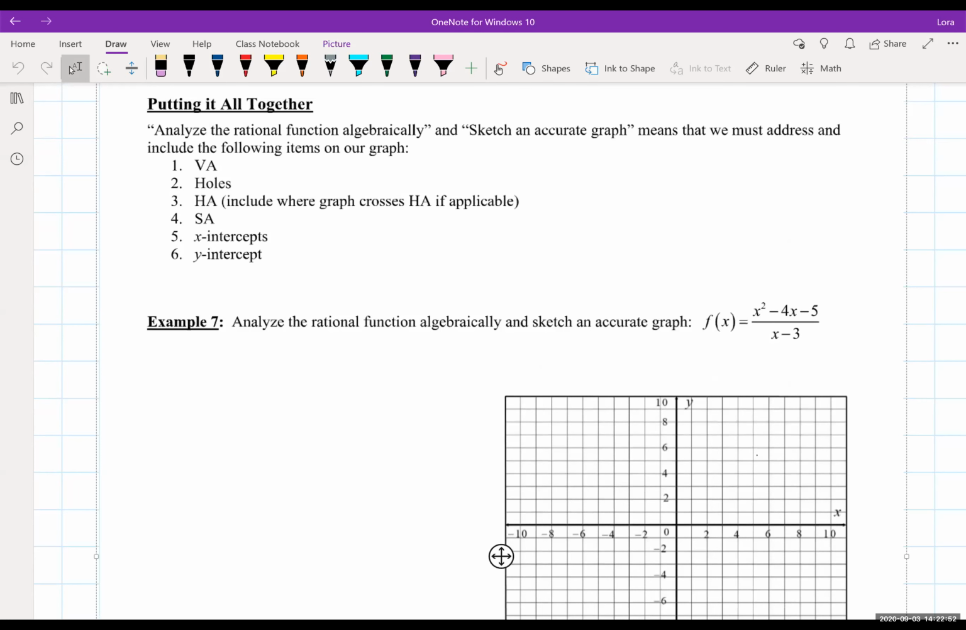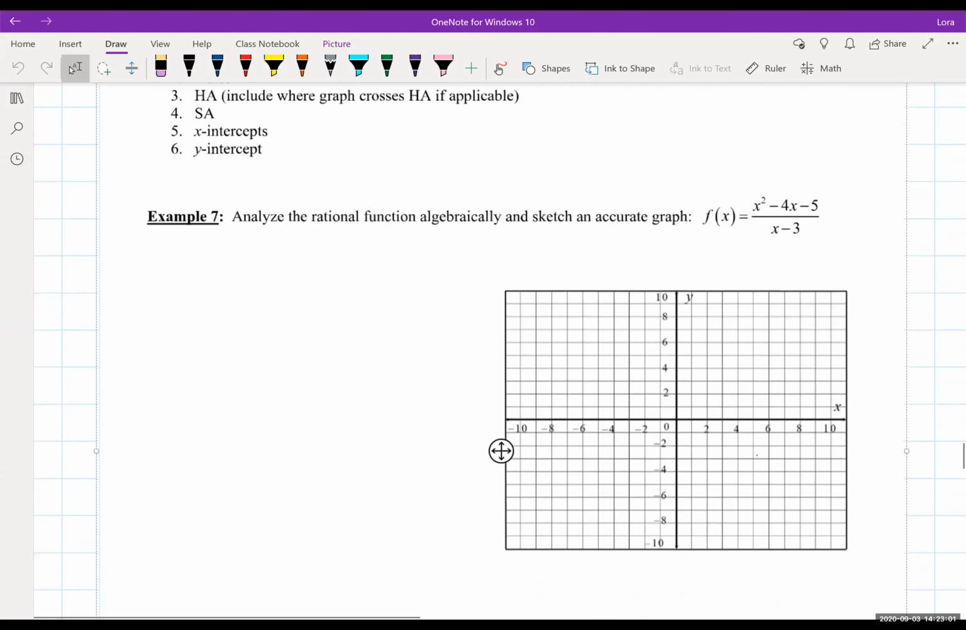Welcome back. We're looking at putting everything together and trying to analyze the rational function that we're given right here algebraically so that we can sketch an accurate graph. So let's just remind ourselves of a few things we need to take care of in the checklist. I think looking at vertical asymptotes and holes first is a good way to go.